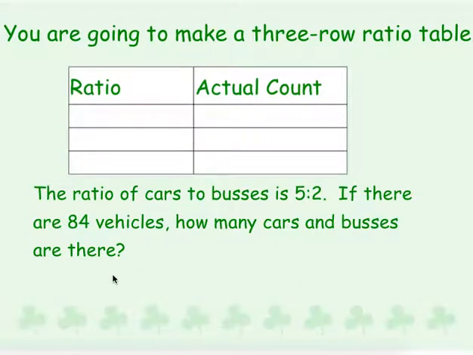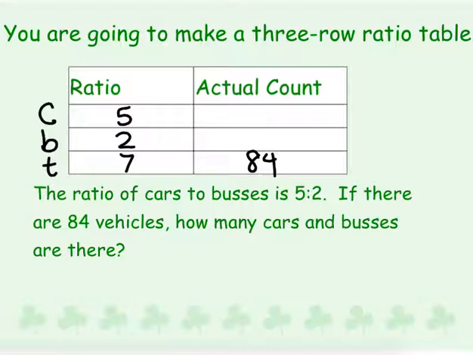Let's try another. The ratio of cars to buses is 5 to 2. If there are 84 vehicles, how many cars and buses are there? So let's set up our ratio table by saying we have cars, we have buses, and we'll have the total ratio. And so we have cars is 5 to 2 buses. So we have a total of 7 vehicles on the road in our ratio. And then we have a total of 84 real vehicles, both cars and buses included.